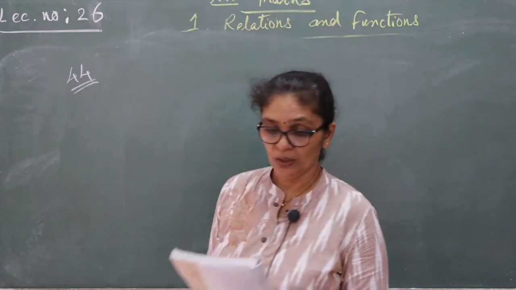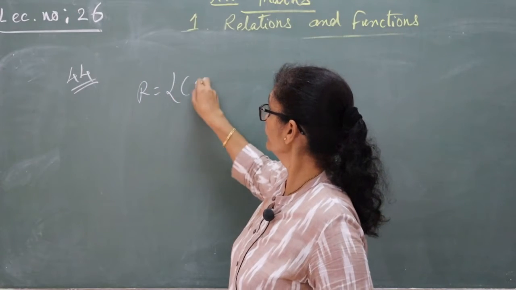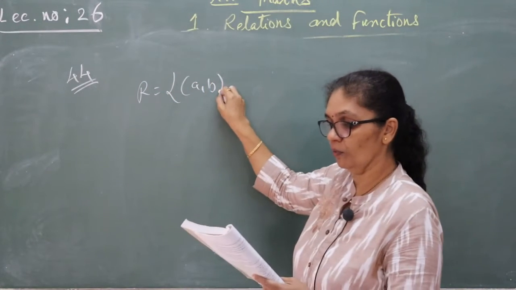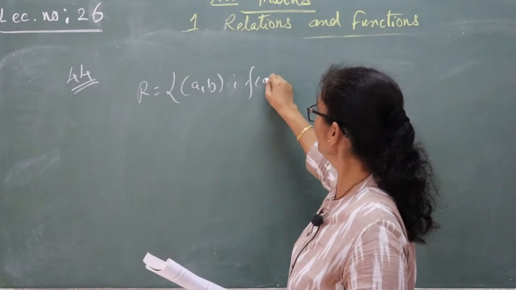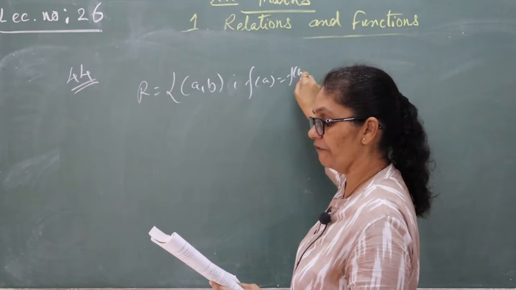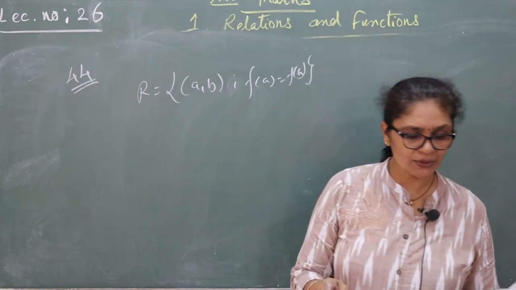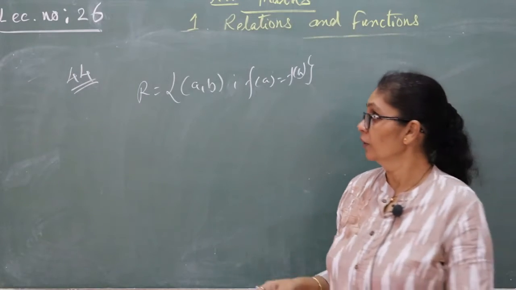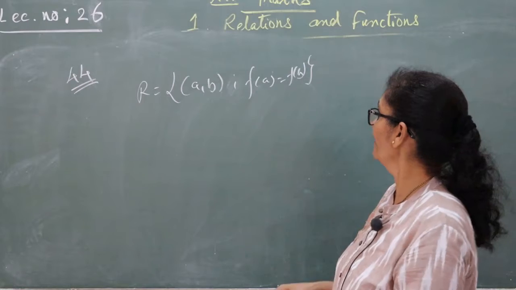What is the relation R? (A, B) such that f of A equal to f of B. Now what you have to examine is whether it is an equivalence relation or not. Again we get the same kind of question in which we have to derive whether it is equivalence or not.